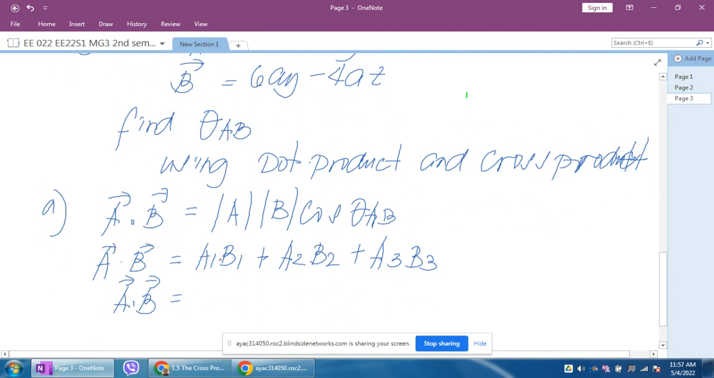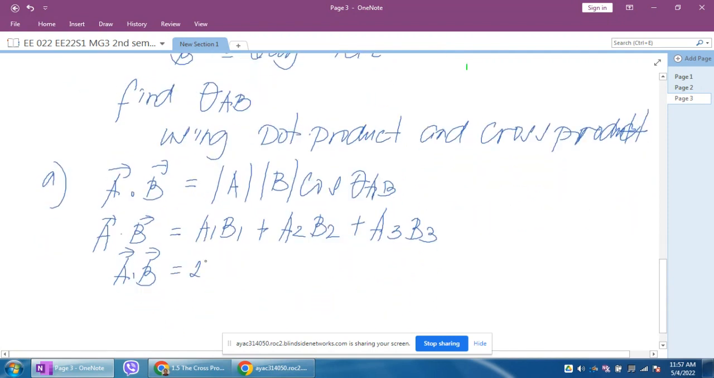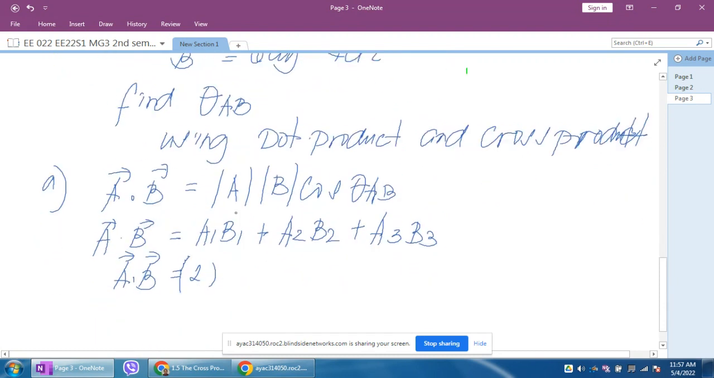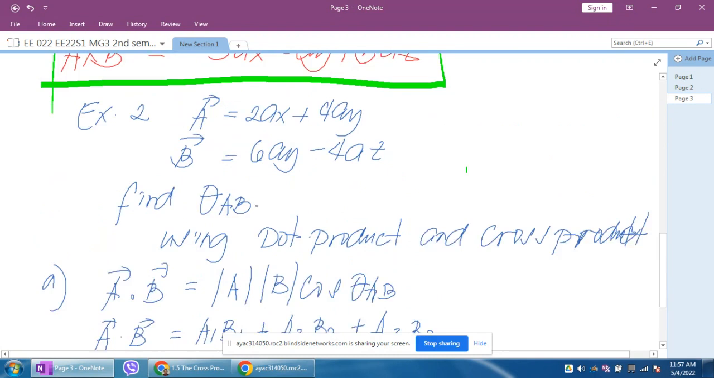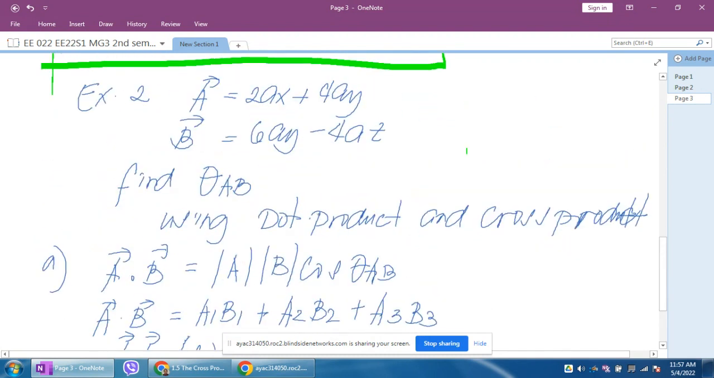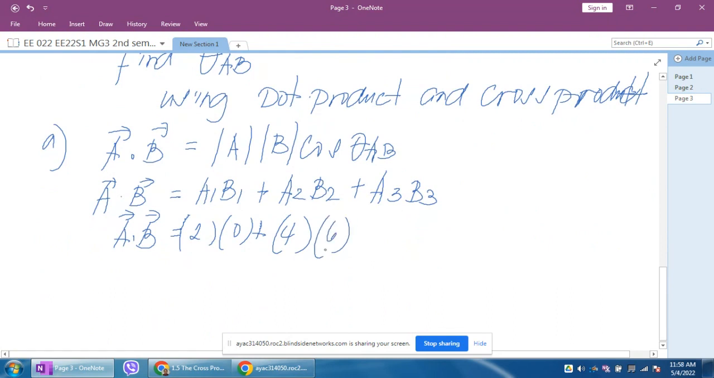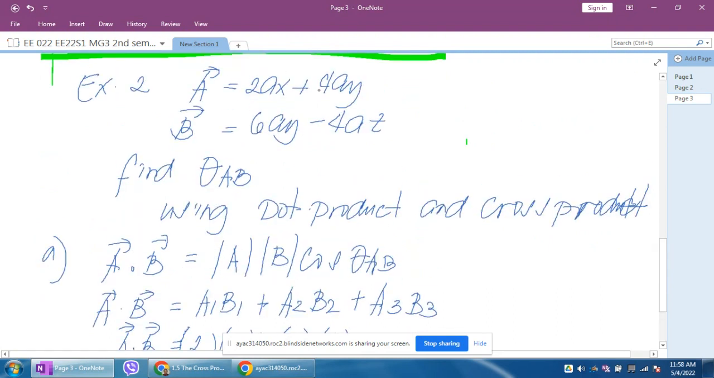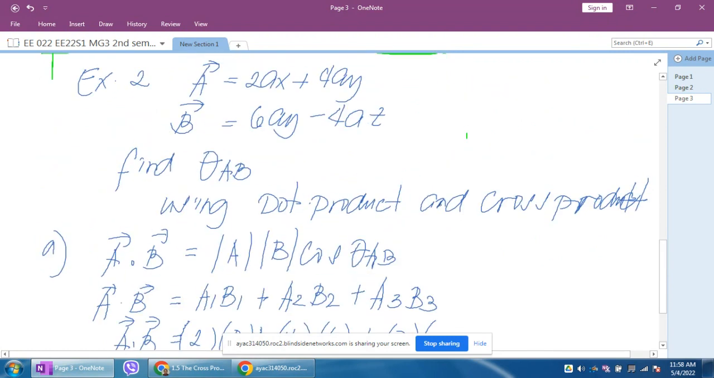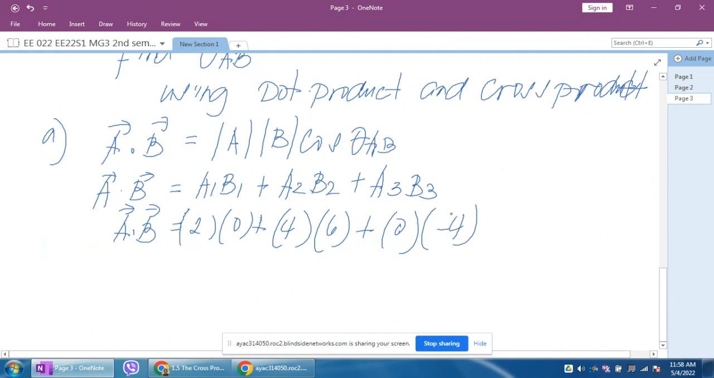A dot B is equal to, anong value ng A1? 2. Anong value ng B1? May AX po ba kay letter B? Wala. So, 0. A2, Y, 4. B2, 6. A3, may AZ po ba kay A? Wala. 0. So, times negative 4. So, ano po yung makukuha natin dito? You have 24. Tama po ba?